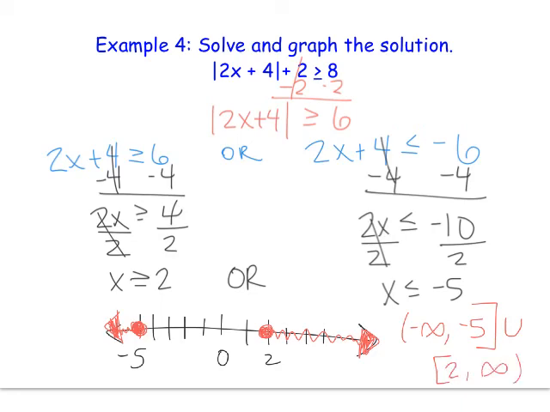So these are some examples of how we solve and graph absolute value inequalities. Hopefully, I've led you up to being able to be successful with this. We started with absolute value equations, then we did compound inequalities, and these absolute value inequalities really use everything that we've learned on that.